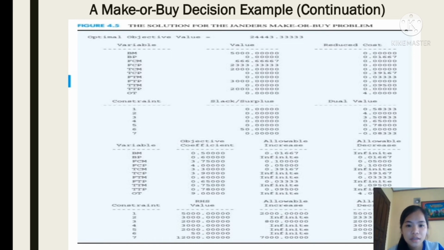So this is the solution for Hunter's make or buy problem. The optimal solution to this 11-variable, 7-constraint linear program is shown in Figure 4.5. The optimal solution indicates that all 5,000 bases, Financial Manager cartridges, and 2,000 Technician cartridges should be manufactured. The remaining 2,333 Financial Manager cartridges.